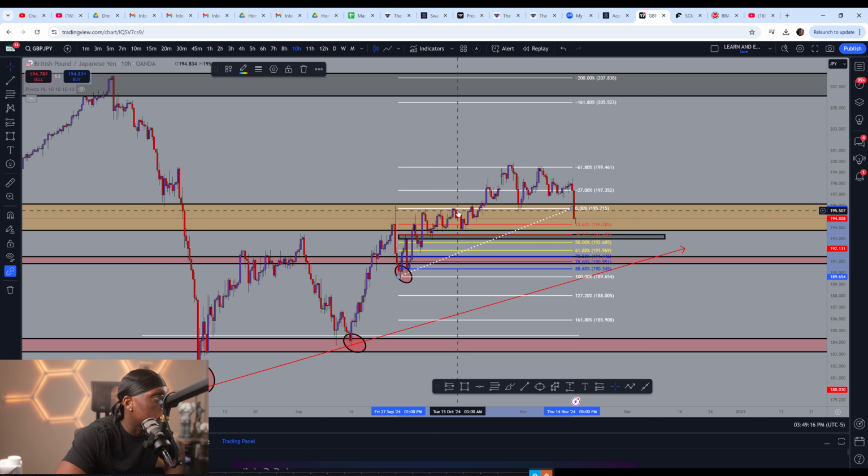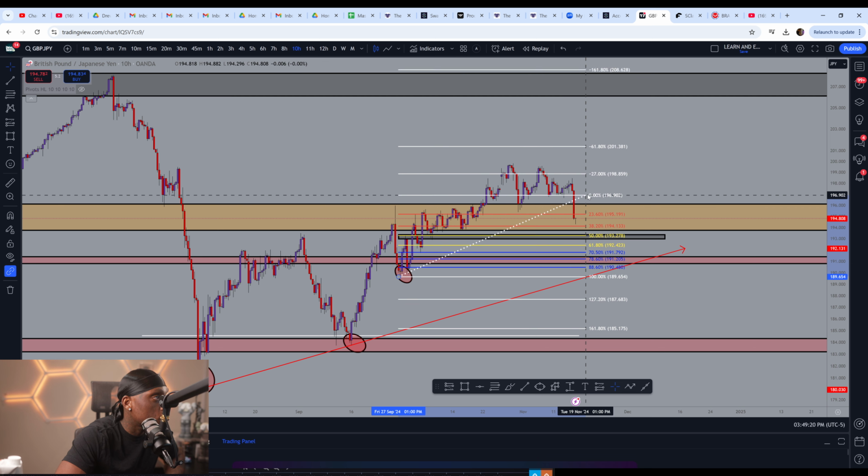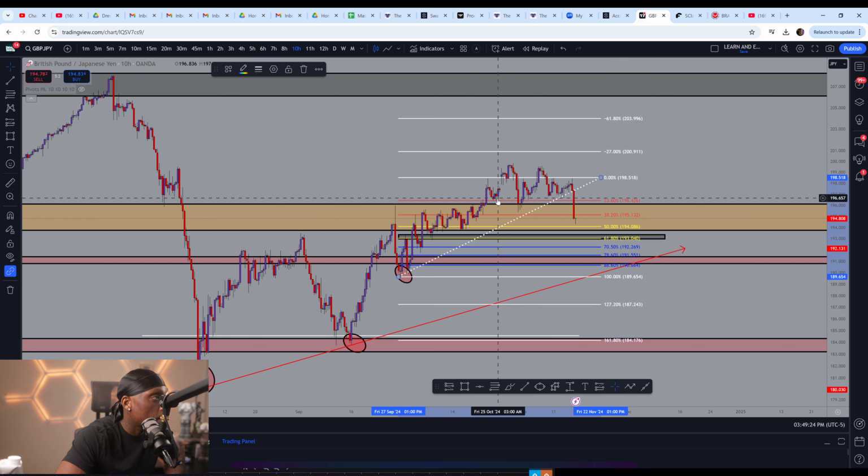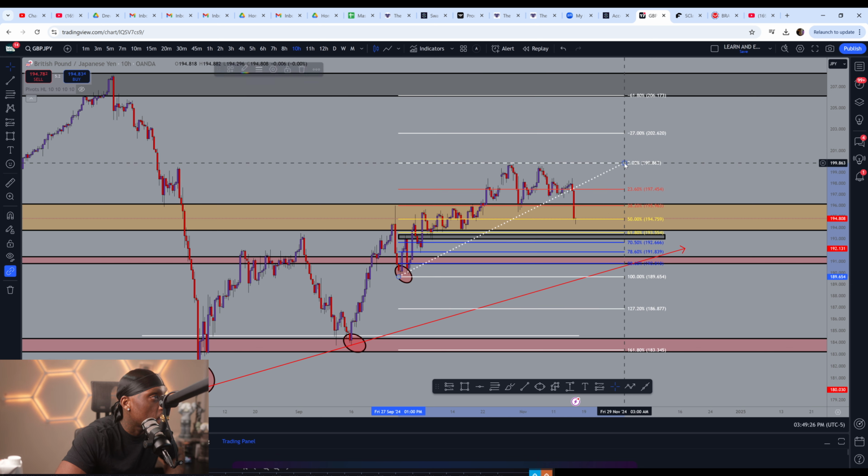See that we basically came back and tested 23.6. And then it wasn't until most recently that we came back around here. Same thing. Came back, pulled back to 23.6. And then boom, now we came back and we dropped instantly to the 38.2.